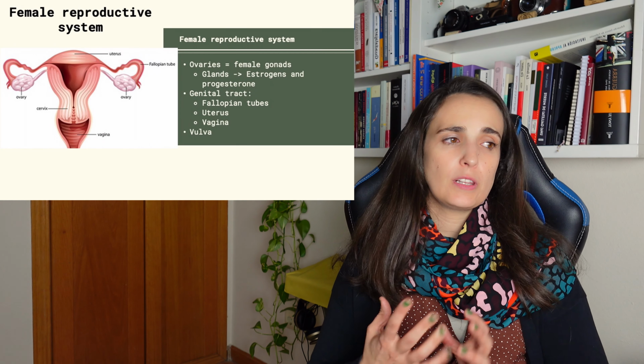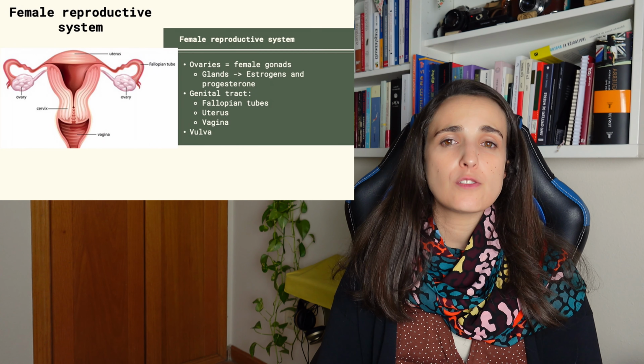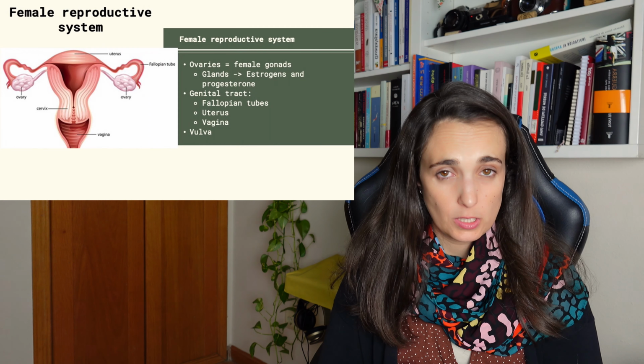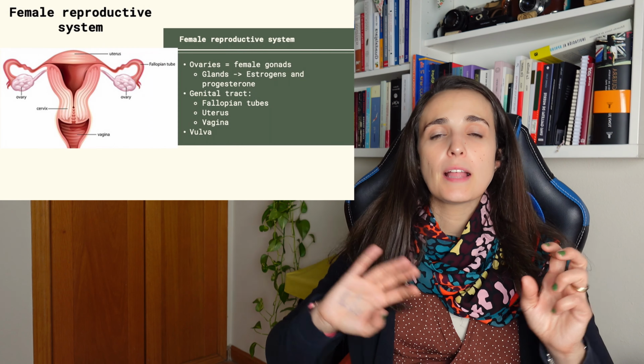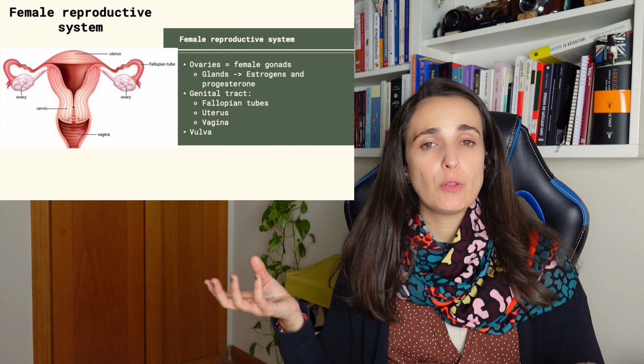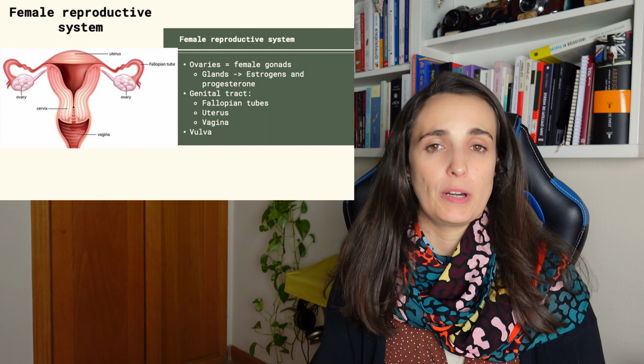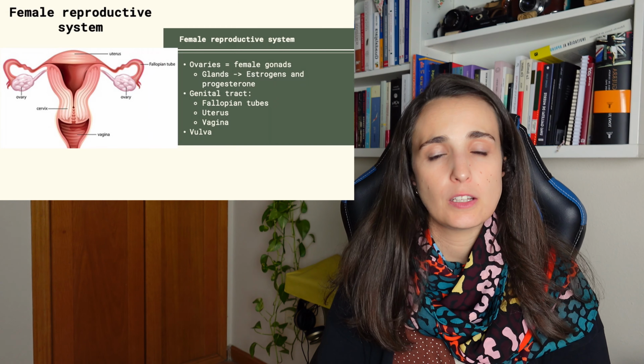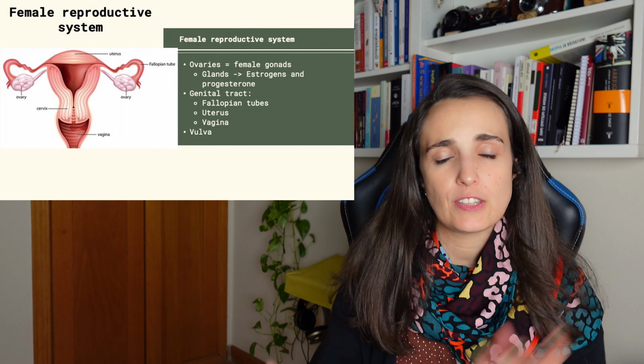Which we will call the genital tract, and the genital tract will finish in the fallopian tubes. Then we have two fallopian tubes that will end in the gonad, in the place where gametes will be produced, which are the ovaries. And we have two ovaries as well as two fallopian tubes, left and right, okay?